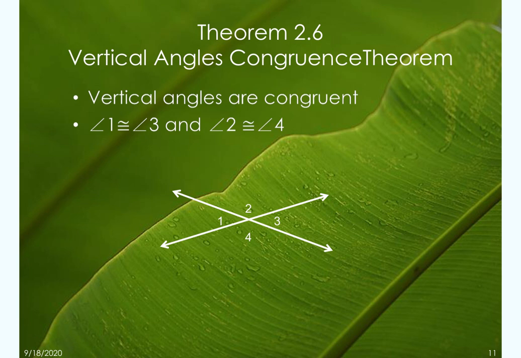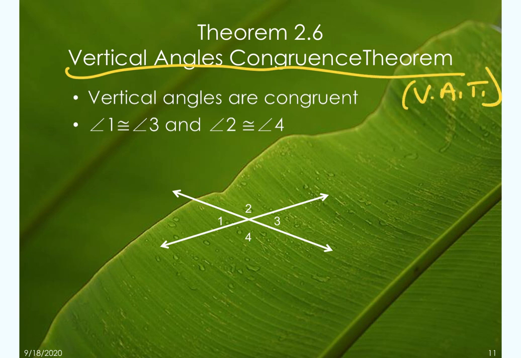Now we know the definition, but we're reminded of the definition because there is a theorem called the vertical angles congruence theorem. We tend to shorten this as VAT, or vertical angles theorem. And that says that each pair of vertical angles are congruent. So knowing that angle 1 and 3 are vertical angles, I know 1 is congruent to 3, and 2 and 4 are also equal to each other.